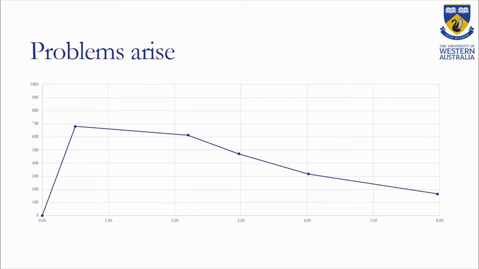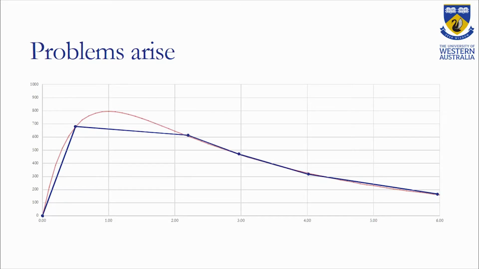But problems arise, and this is actually oral busulfan in an adult, where only sparser sampling has been taken. And you can kind of guess what the problem might be: if you did the AUC here, then you would miss that top little bit there. And so you're not getting a full picture.